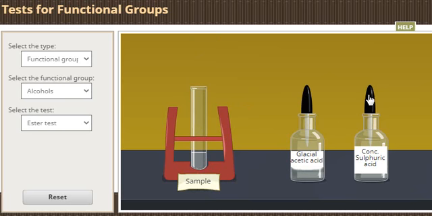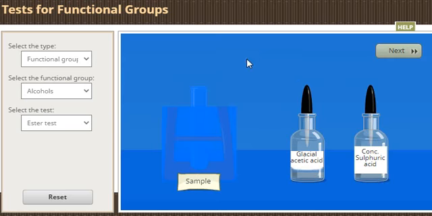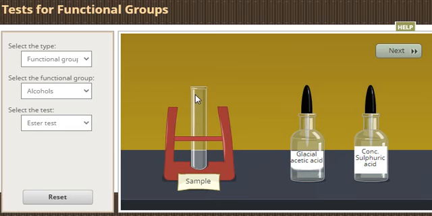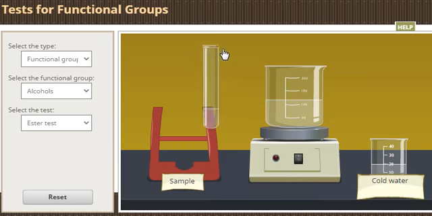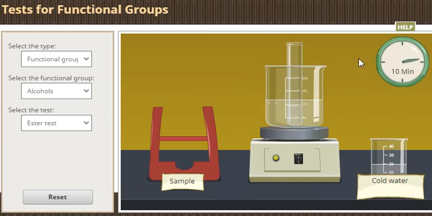Now take another dropper. With the help of this dropper, take a few drops of concentrated sulfuric acid and mix it with the sample. In the next step, place this test tube which contains the sample in the water bath. Heat it for 10 minutes.